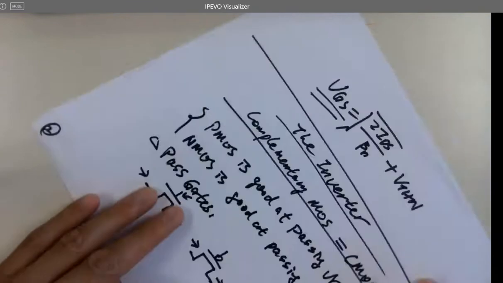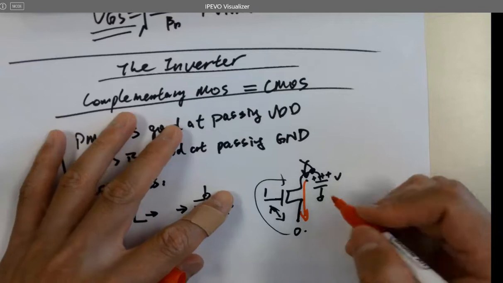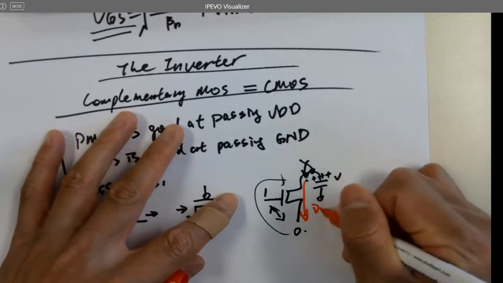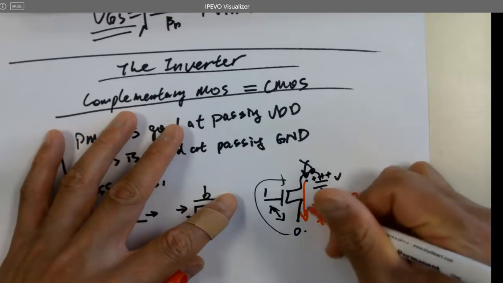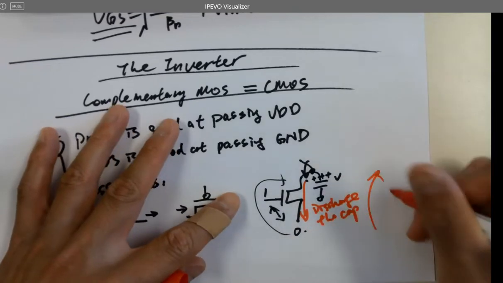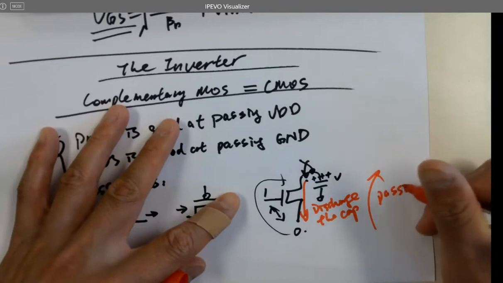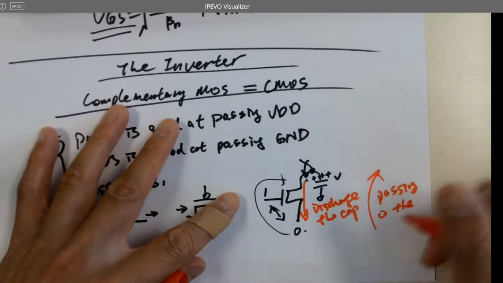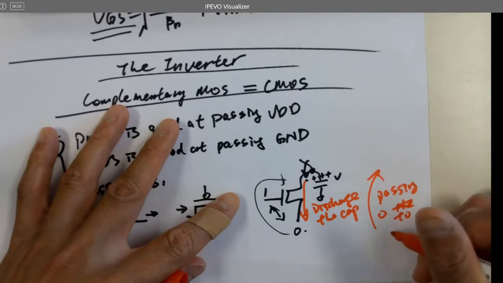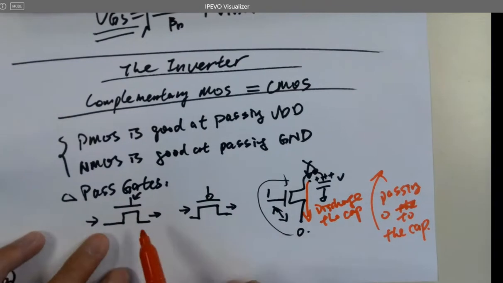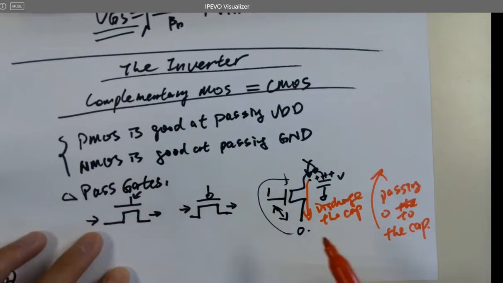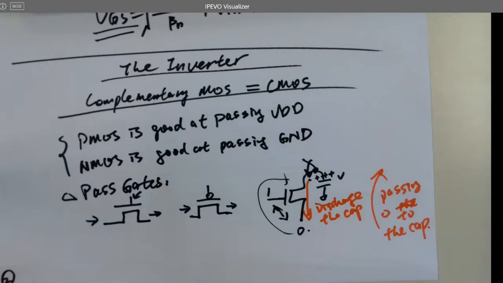So my question is, it's discharging that way, right? Discharge the cap in this way, or you can say it's passing 0 the other way, to the top, to the cap. So the pass gate is passing. I turn it on, it passes 0 to here. Can I pass a 0 to here? Can I fully discharge it, the capacitor? Yes. Yeah. Why?